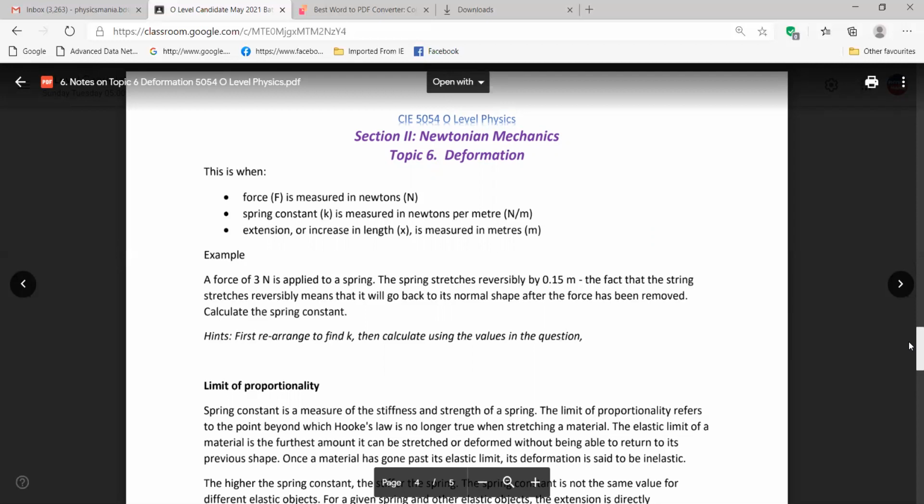We have one example. Can you read the example? A force of 3 Newton is applied to a spring. The spring stretches reversibly by 0.15 meter. The fact that the spring stretches reversibly means that it will go back to its original shape after the force has been removed. Calculate the spring constant. So you can calculate it and tell me the answer.